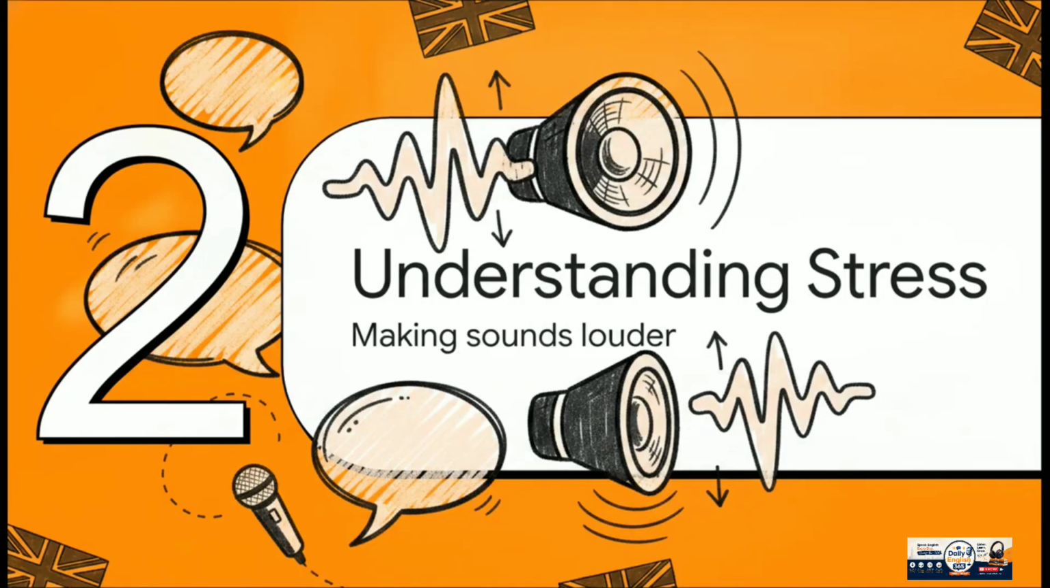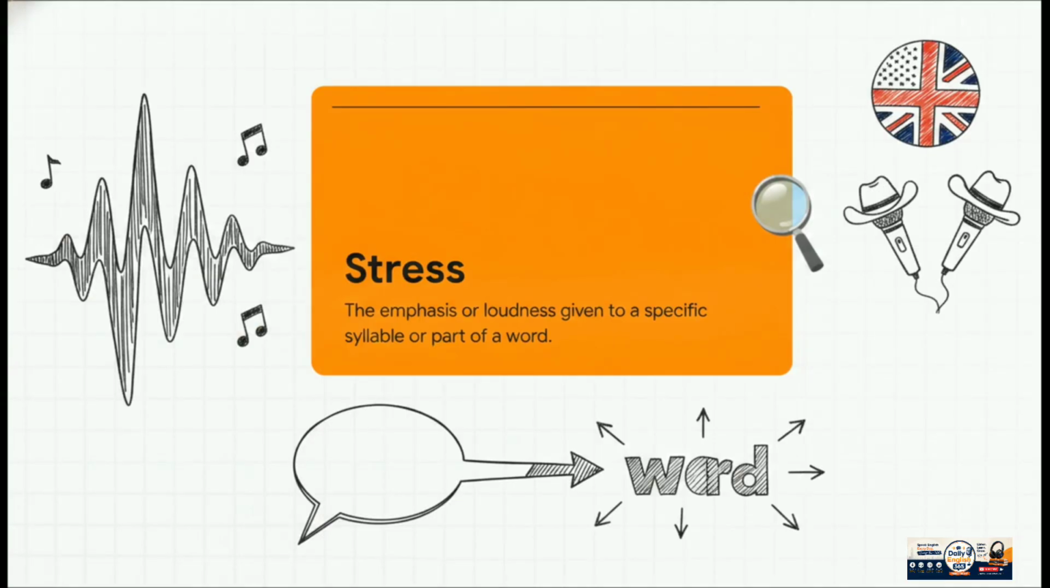Moving right along to Section 2, Understanding Word Stress, Making Sounds Louder. Okay, let's learn what stress actually means in English. Stress is the emphasis or the loudness given to a specific syllable or part of a word. Let me read that one more time for you nice and slow. Stress is the emphasis or loudness given to a specific syllable or part of a word. You see, we make certain parts of a word louder and longer while we quickly pass over the other parts. We definitely do not pronounce every single part of a word with the exact same volume.